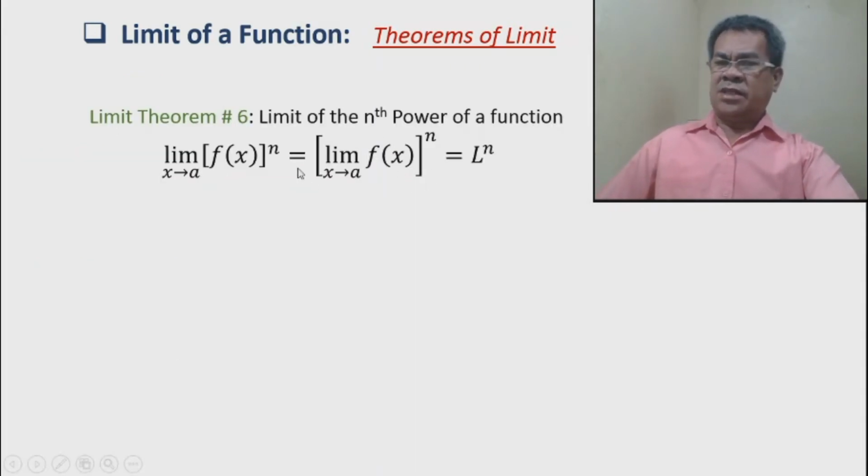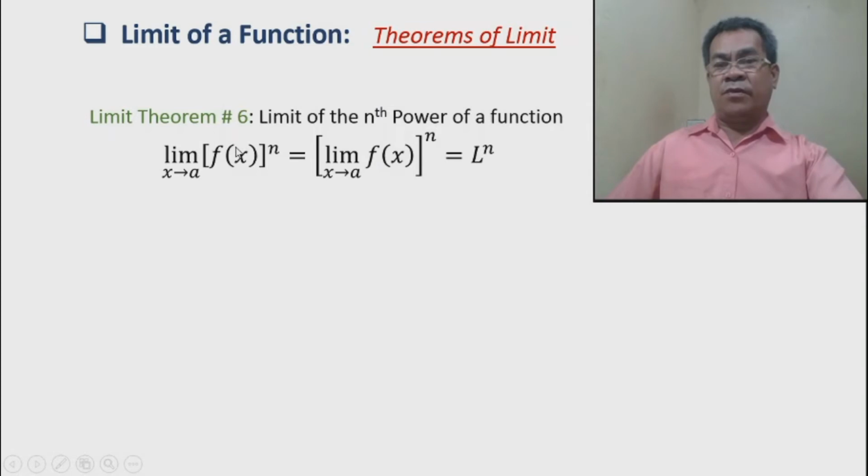Okay, number 6, we have the power. If we have the function raised to a number n, take note, this is a function raised to n. You can penetrate the limit inside. Remember, this is an operator, so there is no need to square. You cannot apply the exponent here because this is not a number. This is an operator. Using the theorem, you are allowed to absorb the limit operator inside the grouping symbol. And this one, we can now easily find the limit of the function as L raised to n. Okay, so that's it.